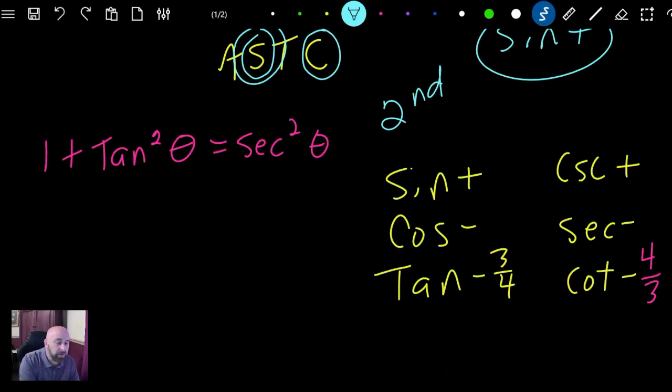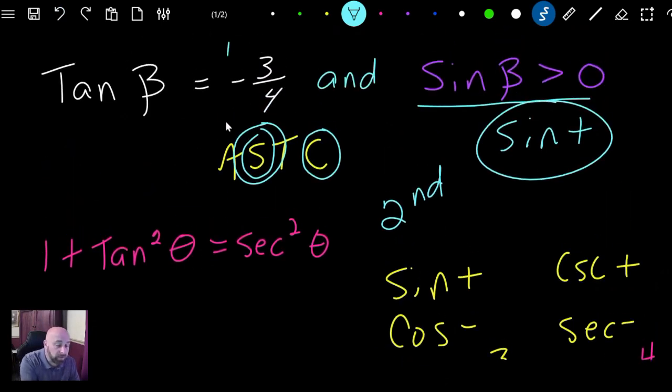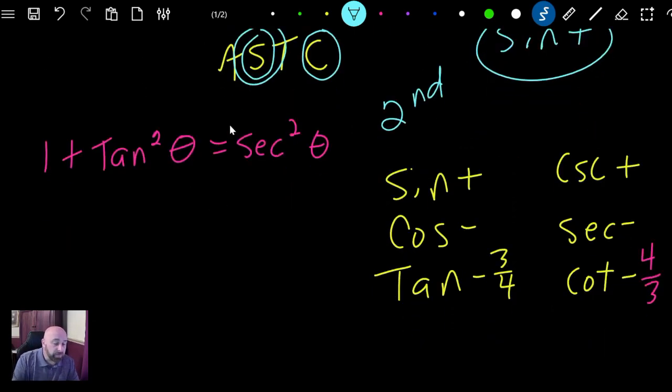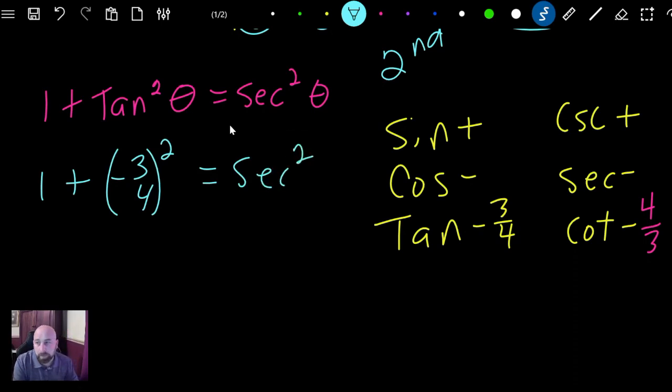I've got the identity written out, and we know that we could just plug in right now. We can plug this in right here: negative 3/4. So 1 plus negative 3/4 squared equals the secant squared. Okay, and that's theta. I think they use beta in your book, but I'm using theta because I just am.